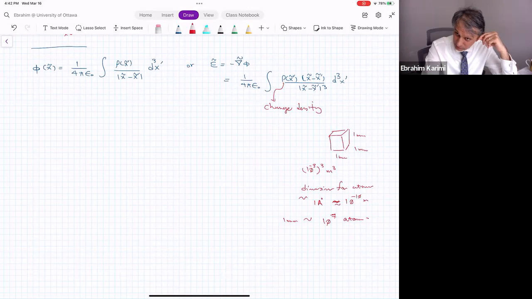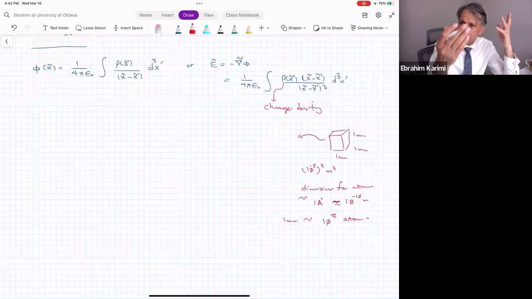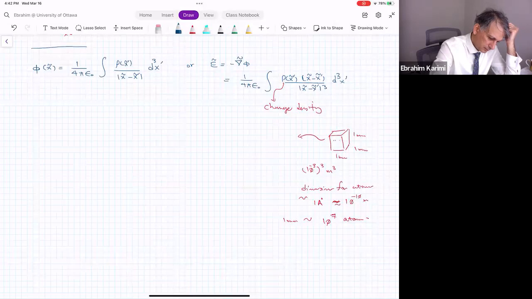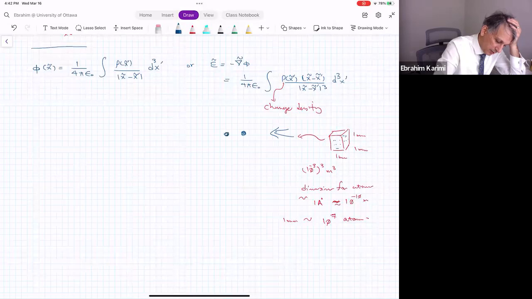So inside of that cube, roughly speaking, we have on the order of 10^21 atoms. If we zoom in, this is what we will get: something like a lattice or an amorphous structure, or whatever you want to consider, in which the atoms are located.